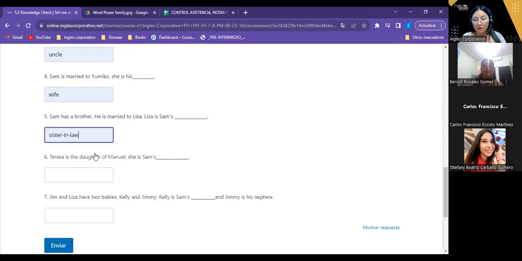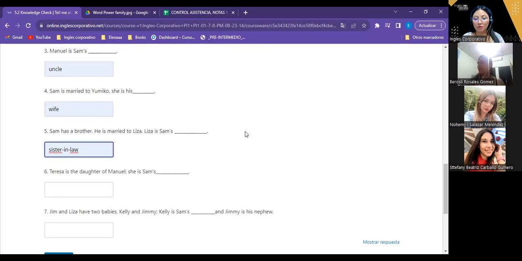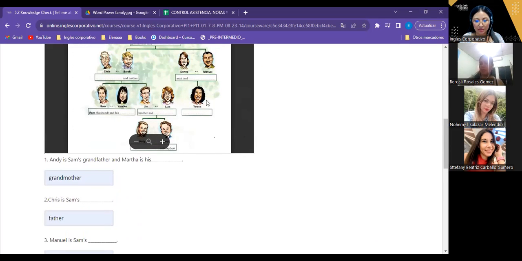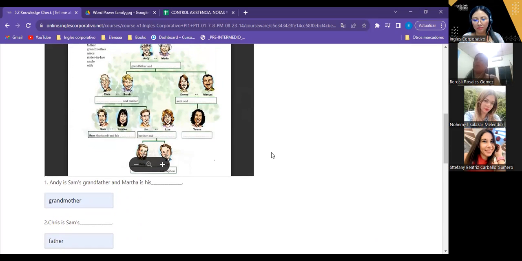Sister-in-law. ¿Sí? ¿Se acuerdan lo que les dije? La escritura debe ir tal cual, con el dash, double dash. Sister dash, in dash, and then law at the end. Sister-in-law. Teresa is the daughter of Manuel. ¿Dónde está Teresa? Ah, aquí está. It's just right here. Busquemos entonces, he is related to Teresa. ¿Cuál es la relación que tiene? ¿Quién será ella? Donna, Manuel, they have a daughter.